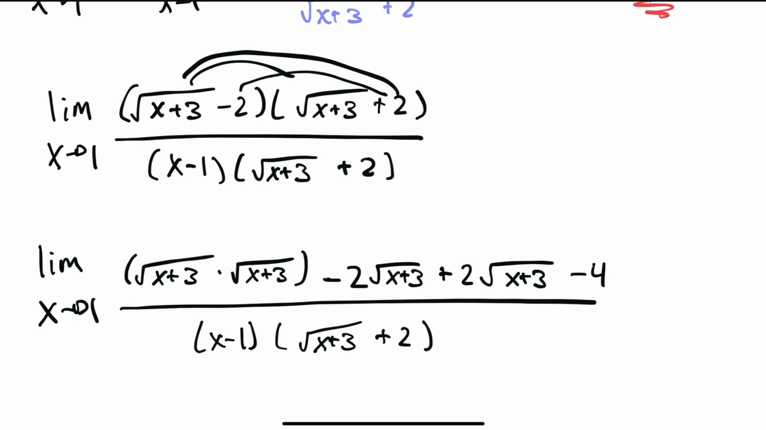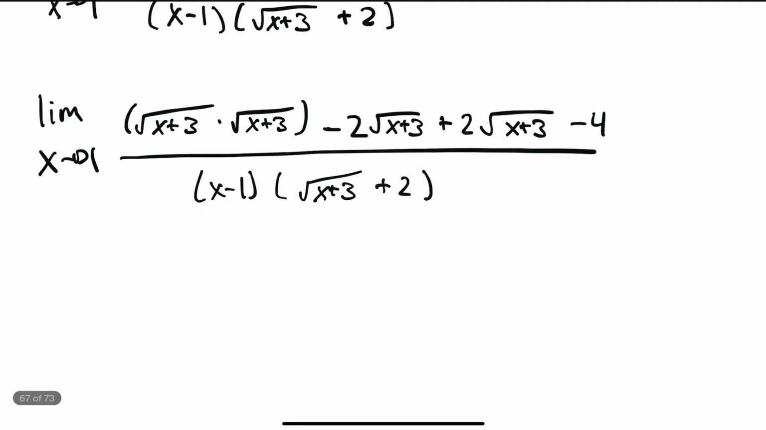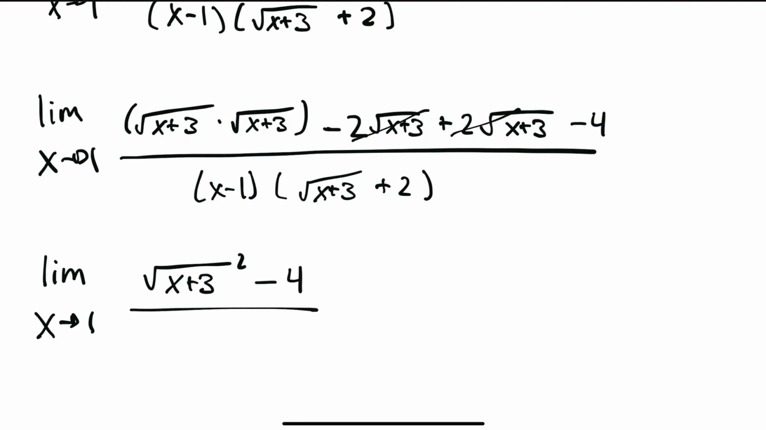And I know right now our numerator looks super crazy, but we're going to see some things starting to cancel out, and it's going to start making a lot of sense for our problem. So if we have x plus 3 times x plus 3, when we have something times itself, you're just squaring it. So we're going to have the square root of x plus 3 squared, and then minus 2 times x plus 3 plus 2 times x plus 3. Well, those two things cancel out. So then we're just going to have this minus 4 divided by x minus 1 times the square root of x plus 3 plus 2.